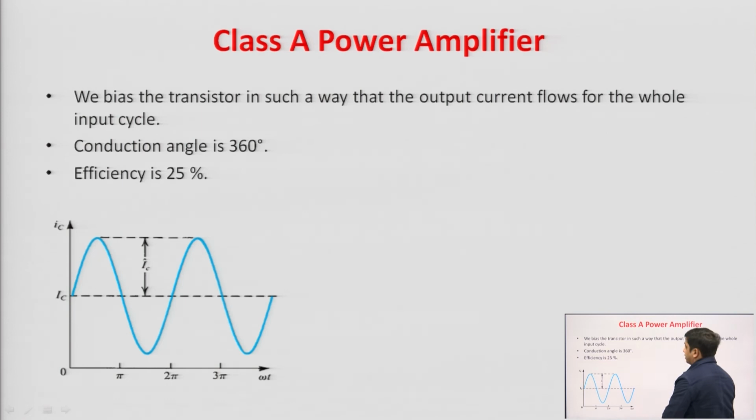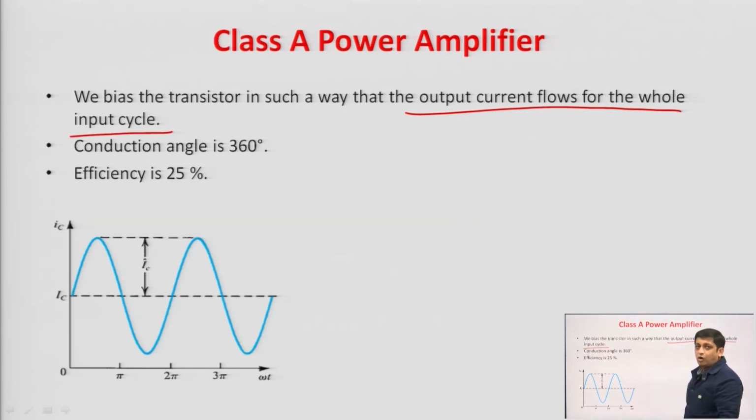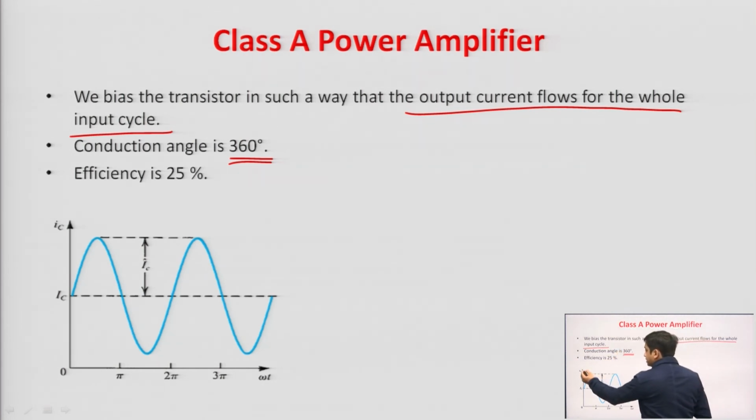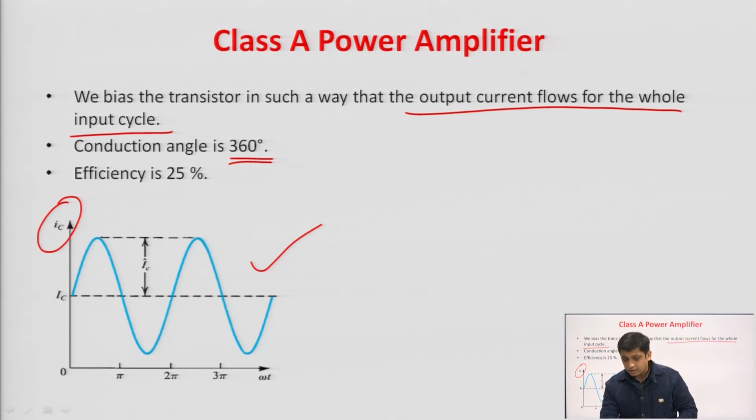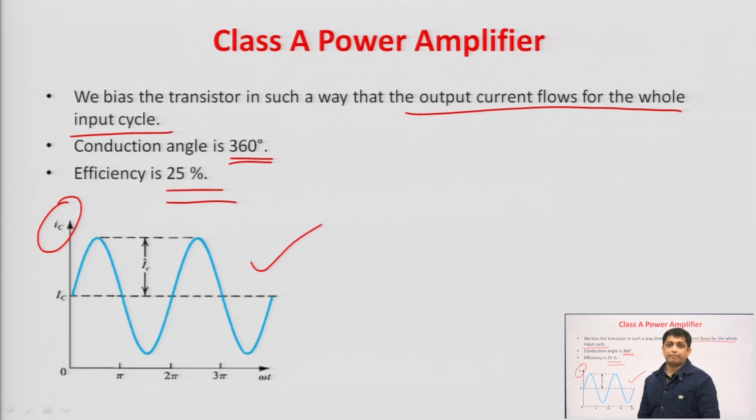In class A amplifier, we bias the transistor in such a way that the output current flows for the whole input cycle. If the output current is flowing for the whole input cycle, it means that the conduction angle is 360 degree. One cycle means 360 degree. For the complete 360 degree, the output current is flowing. That output current is the collector current. So, this is the collector current waveform for the class A amplifier, and you can see that for the whole cycle of 360 degree, the collector current is flowing, but the efficiency of this class A amplifier is very less, it is only 25%.